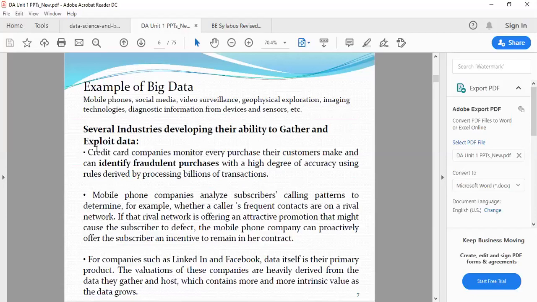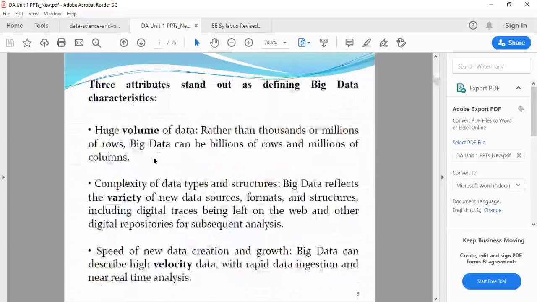Third one is LinkedIn and social media. LinkedIn and Facebook itself is the primary product to generate the data. These are the examples of big data. Then, next point is the attributes that stand out as a defining big data characteristic.